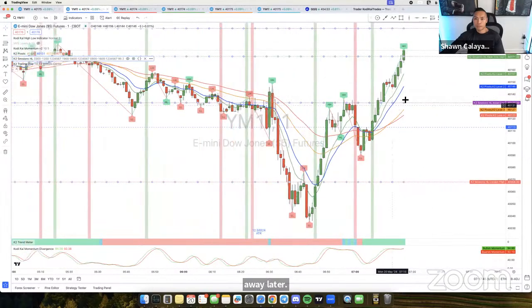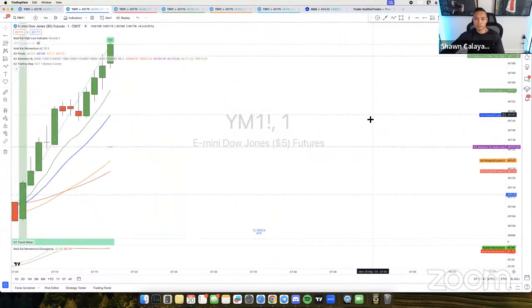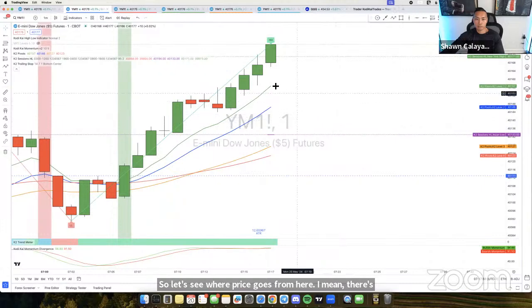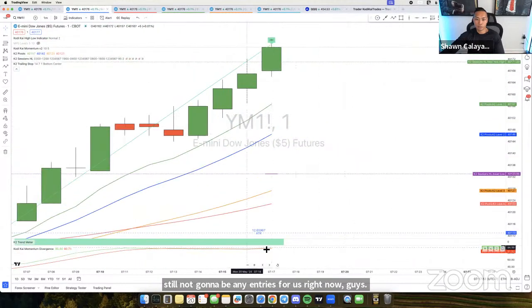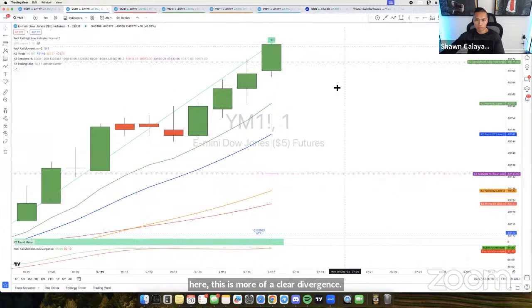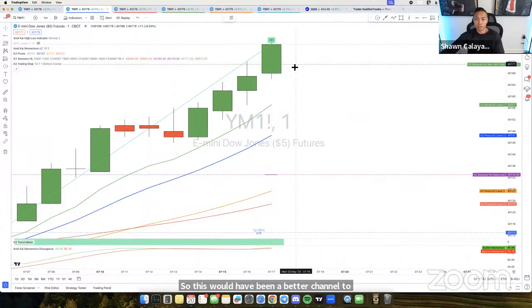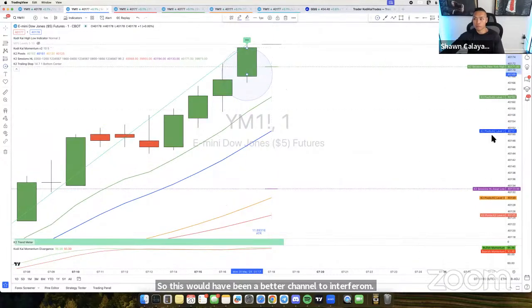So let's see where price goes from here. I mean, there's still not going to be any entries for us right now, guys. Either way, if you wanted to take the divergence over here, this is more of a clear divergence, so this would have been a better candle to enter from. However, it's touching the sessions, so I wouldn't be able to get in from there.